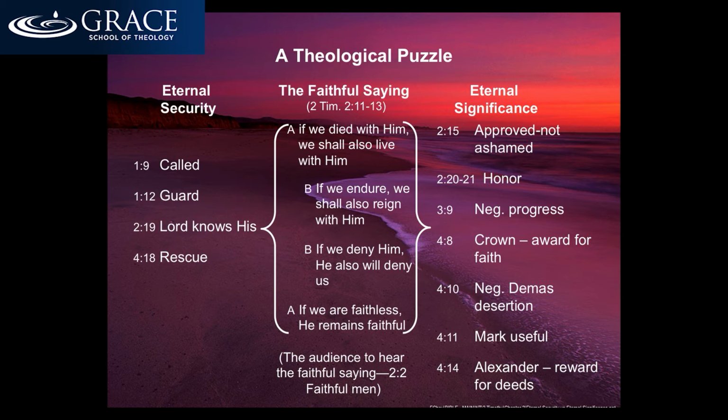Demas, who's the negative illustration of not doing that, but deserting. Mark is positive, he's useful. Alexander, he's going to be rewarded for his deeds. So here we have, number 1, the literary device that seems to be in play with the chiastic structure.